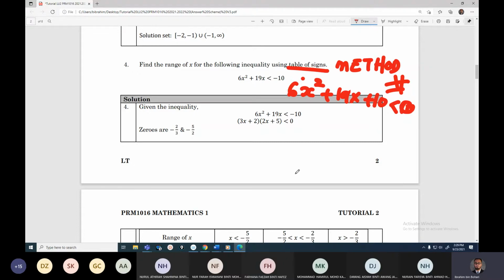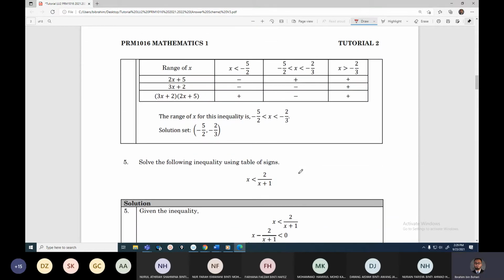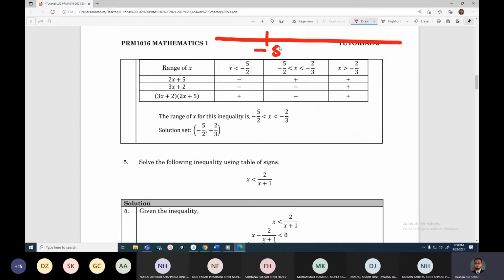And draw the number line, I draw the table of sign. First range of x less than negative 5 over 2. Let me show it again. First value of x equals negative 5 over 2, and the second value of x equals negative 2 over 3. From the left, between negative infinity and negative 5 over 2 is the first interval, x less than negative 5 over 2. Second interval between negative 5 over 2 and negative 2 over 3. Third interval, negative 2 over 3 to positive infinity.